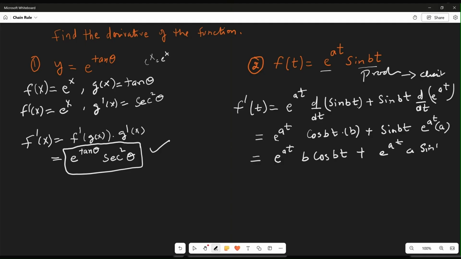And let's find the common terms here. e raised to power at is common here, so we can factor it out, leaving b cos bt plus a sin bt. And here is your answer.